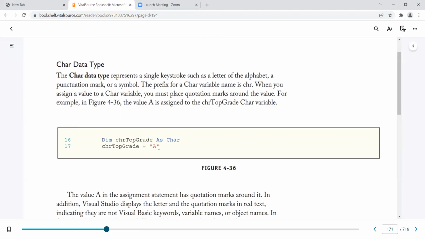When we name a variable, after the prefix, each word starts with an uppercase letter. So you can see chr, TopGrade, with T and G uppercase, As Character. And then you can assign the value by using an assignment statement. Assign what's on the right to the left, just like in math, like x equals 5. You assign 5 to x, like chrTopGrade is A.